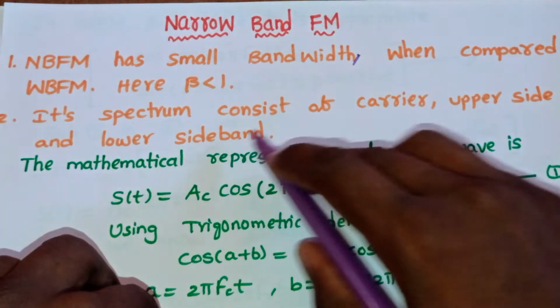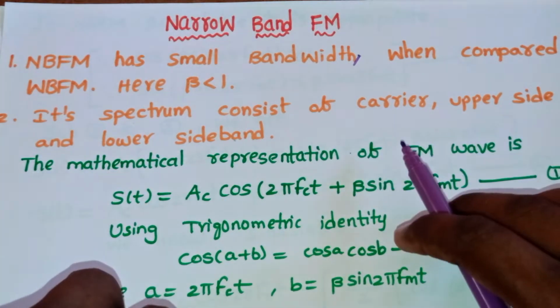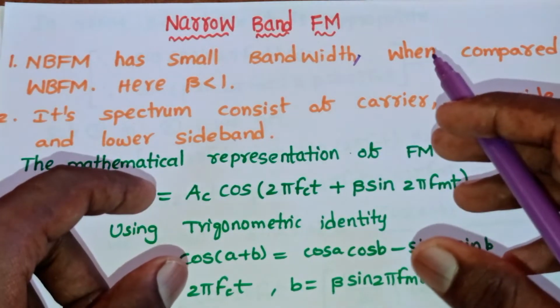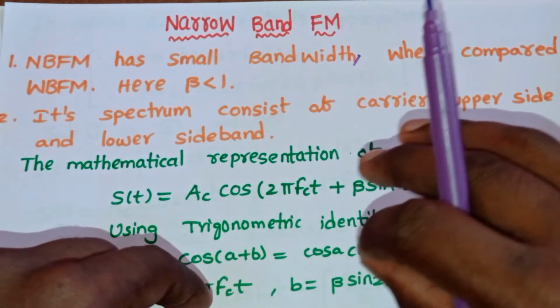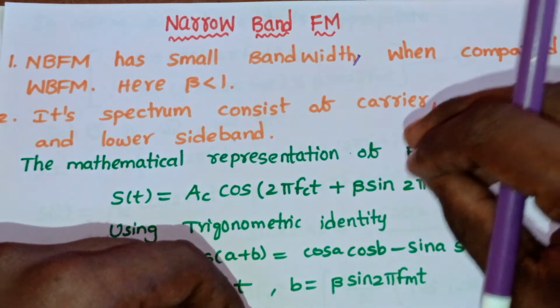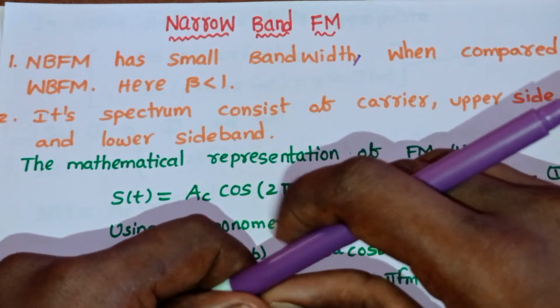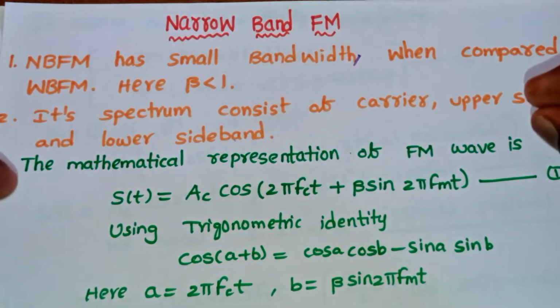Its spectrum consists of carrier, upper sideband and lower sideband. In AM modulation also we have three terms in the spectrum, that is carrier, upper sideband and lower sideband. Similar to amplitude modulation, narrowband FM also has a carrier, upper sideband and lower sideband.